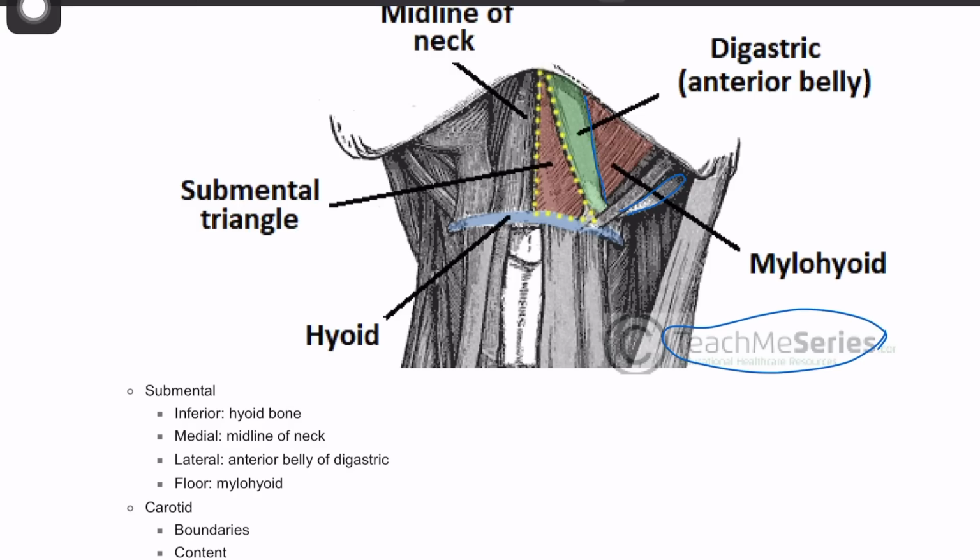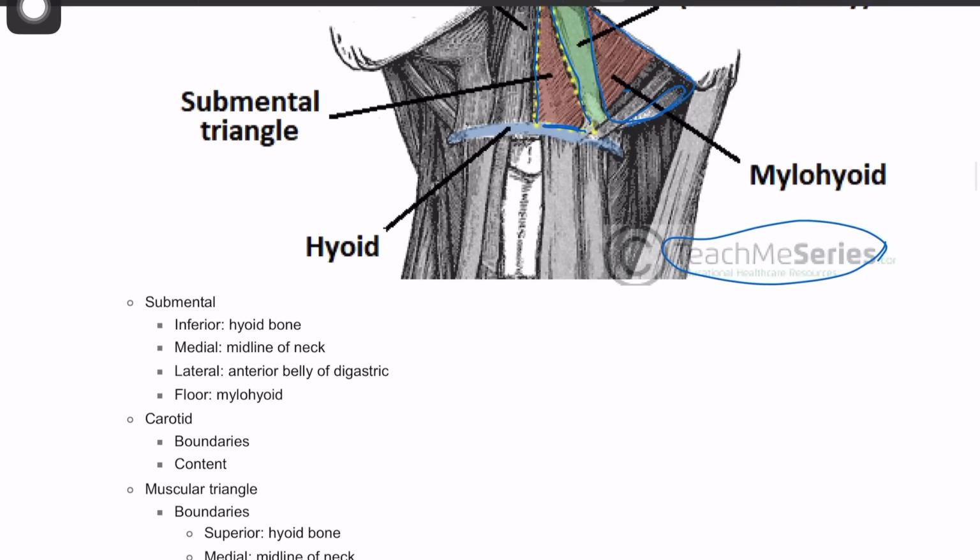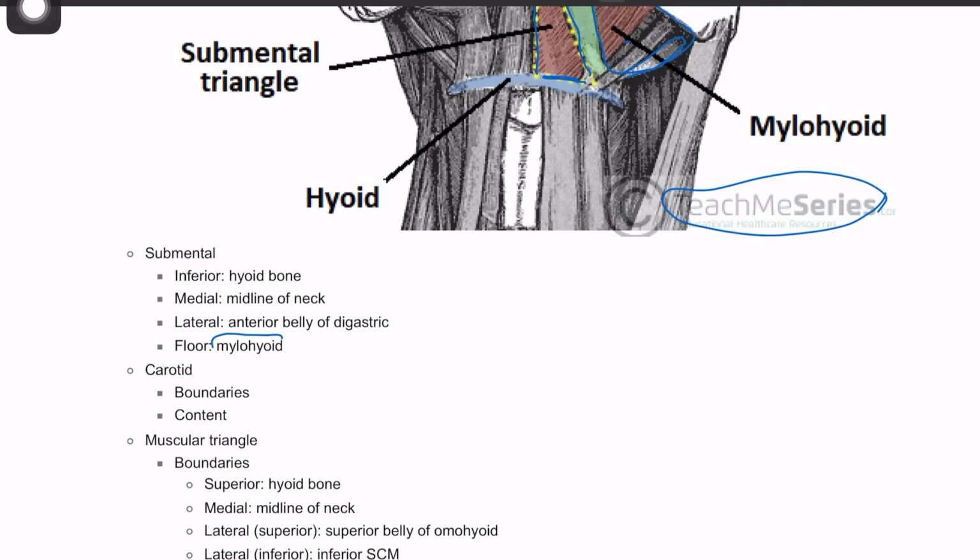You will have here a triangle containing the submandibular salivary gland, submandibular lymph nodes, and so on. That's the submental triangle. The boundaries for it are, anteriorly, the midline, and posteriorly, the anterior belly of the digastric muscle. Inferiorly is the hyoid bone, and the floor is formed by the mylohyoid muscle.